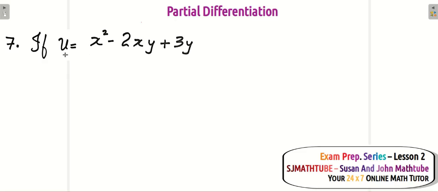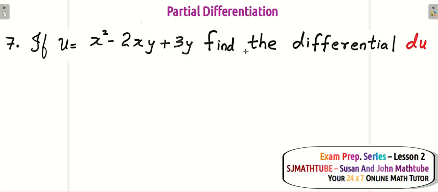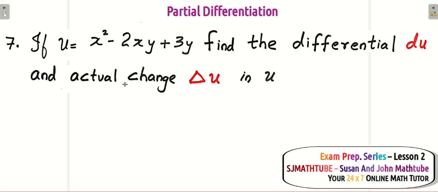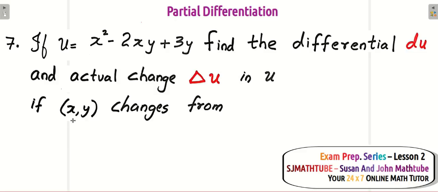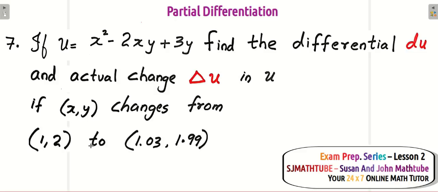So look at this. We have a function x squared minus 2xy plus 3y. They're asking to find the differential du. Like I mentioned before, when I see du, I remember I have to use calculus. And you have to find the actual change delta u, which means you have to apply the actual technique. And they are telling you x, y changes from (1, 2) to (1.03, 1.99). Remember, these are things in two dimensions. That's why it looks like this.